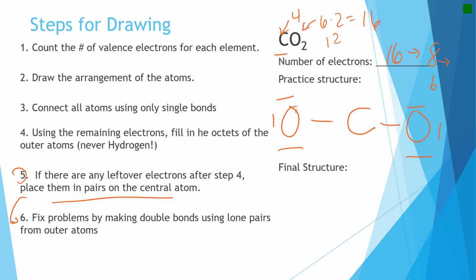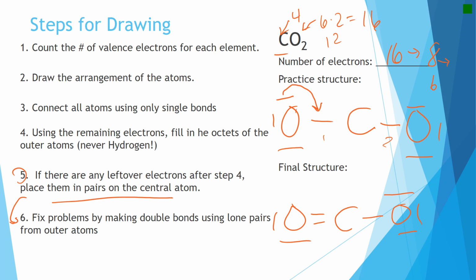Fix any problems by making double bonds using lone pairs from outer electrons or outer atoms. So if I look at this carbon right now, I only have 1, 2 lines, which means it is not an octet. So what I need to do is borrow or take one of these lone pairs and kind of donate it to that guy. Okay, and that now, if I redraw it, would look like this. Okay, I've still used only 8 lines.